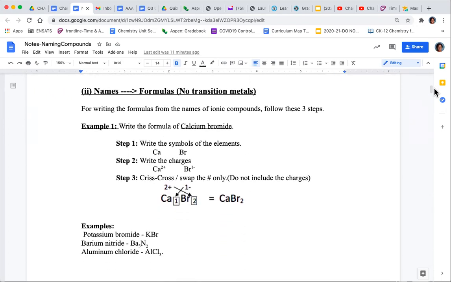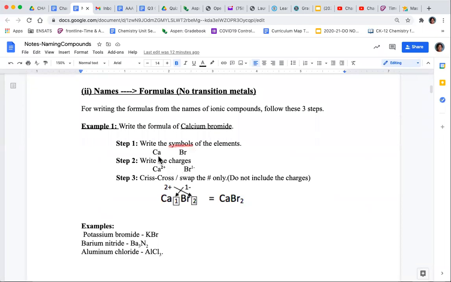Okay, so how to write the formulas from the names. At this time, we are not using any transition metals, so you don't have to worry about the Roman numerals. For writing the formulas from the names of ionic compounds, we follow 3 steps. So what are the 3 steps? We'll take an example: calcium bromide. How are we going to write the formula for calcium bromide? First, write the symbols.